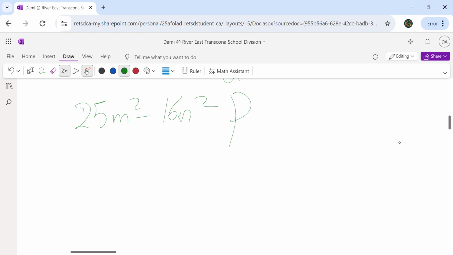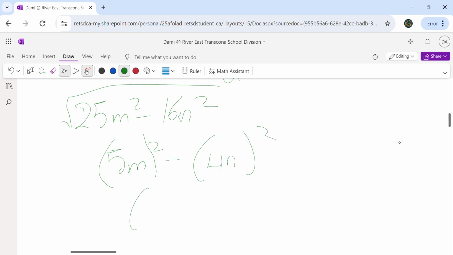Pause it. 5, 4, 3, 2, 1. So 5m squared, because we're going to square root it, minus 4n squared. 5m plus 4n, 5m minus 4n. Did you get it? I hope so.